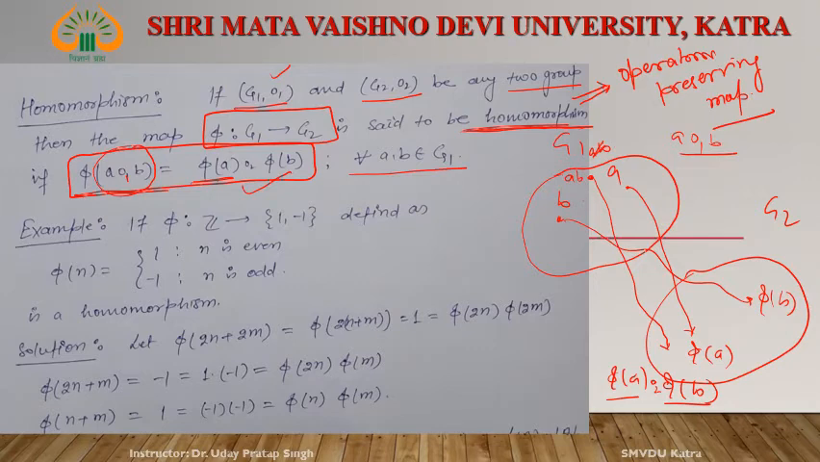See some examples. If phi is a map from Z to {1, -1}, what is Z? Z with respect to addition is a group.